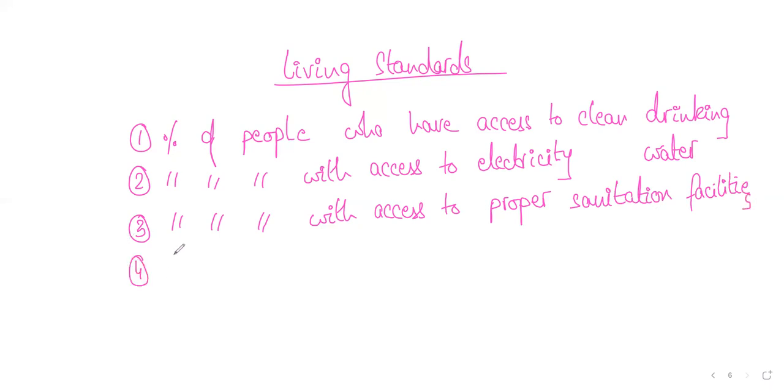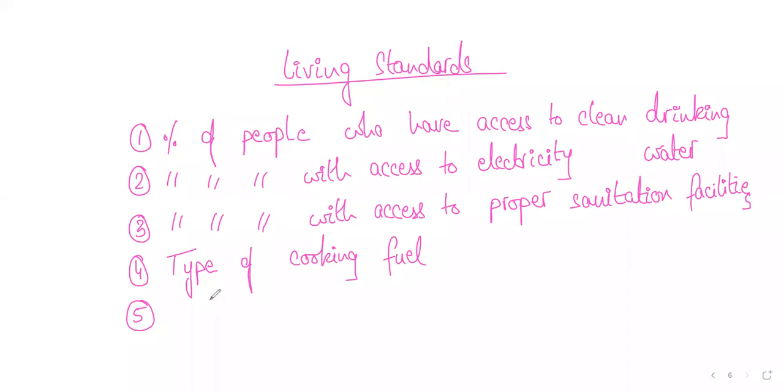Then you have the type of cooking fuel that they use. Now, why is this important? Let me write this down first and then I'll tell you. Type of cooking fuel that is being used, right? What percentage, and even in this, they look at what percentage are using basic fuels like cow dung and so on and so forth, right?